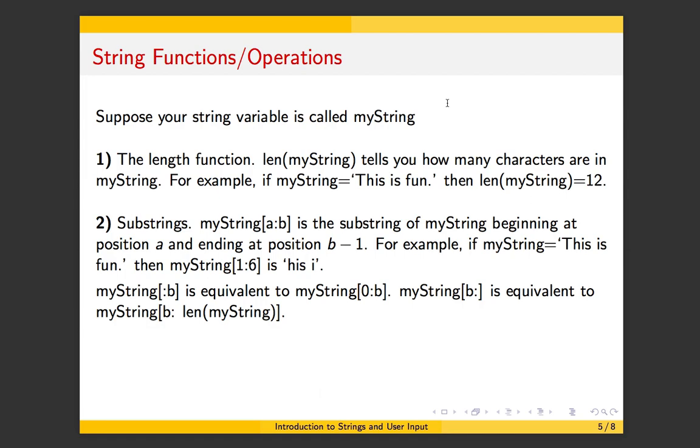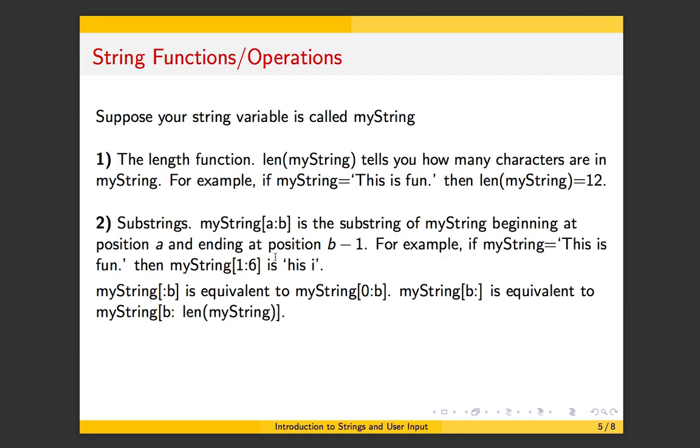You can pick off substrings if you want to. So you can go inside of a string and get little strings that live inside of a bigger string. The way you would do that is with this square brace notation, but now you do a number colon another number. So if you do my string, square brace, A colon B, that's the substring of my string beginning at position A and ending at position B minus 1.